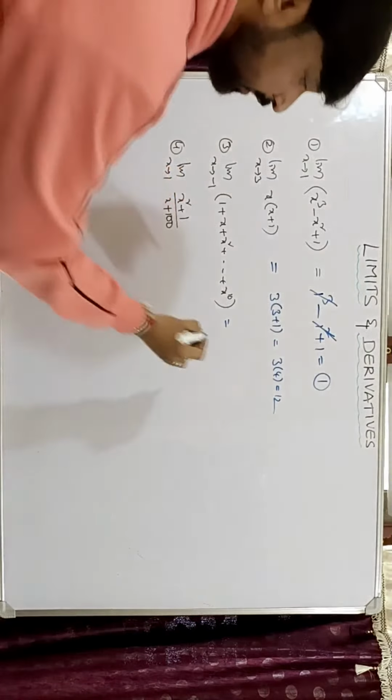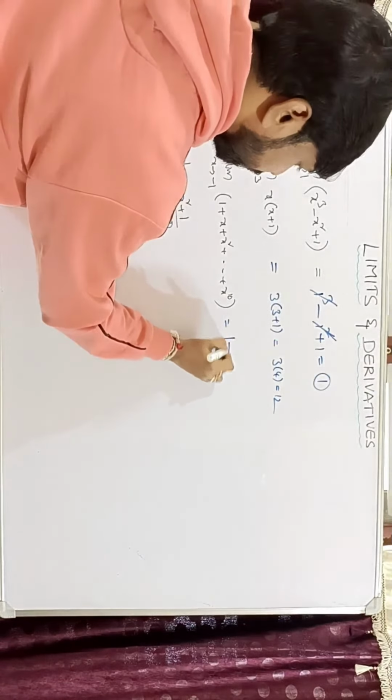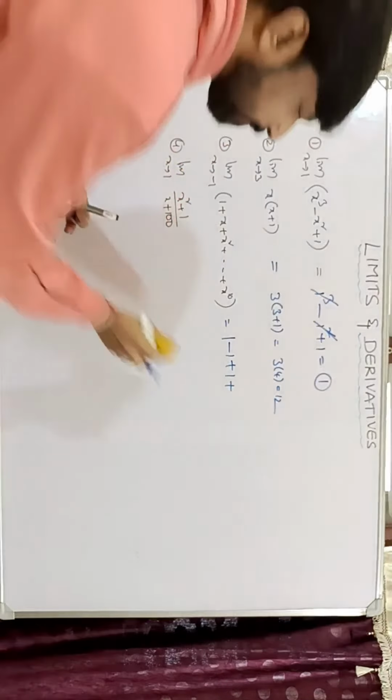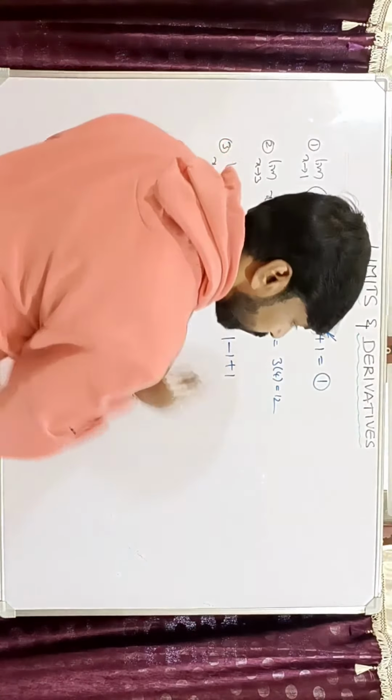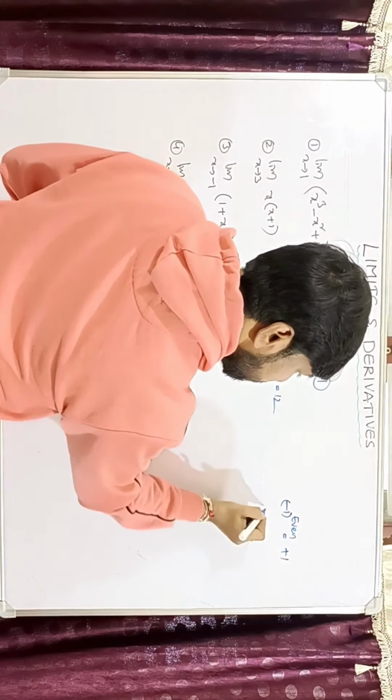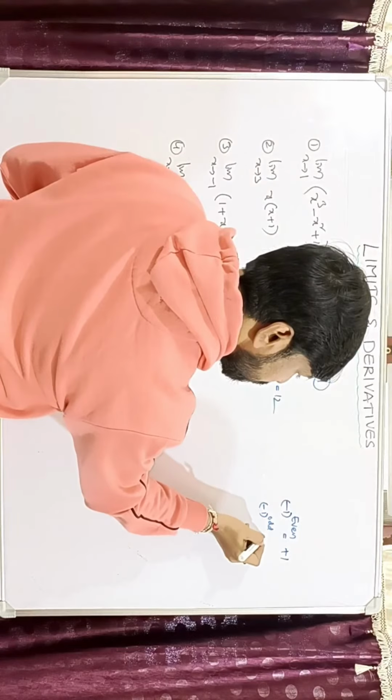Up to 10 terms are there. 1, okay, x power 1 value, x square value, x cube value. I hope you know very well: minus 1 whole power even number is equal to plus 1, and minus 1 whole power odd number is equal to minus 1.